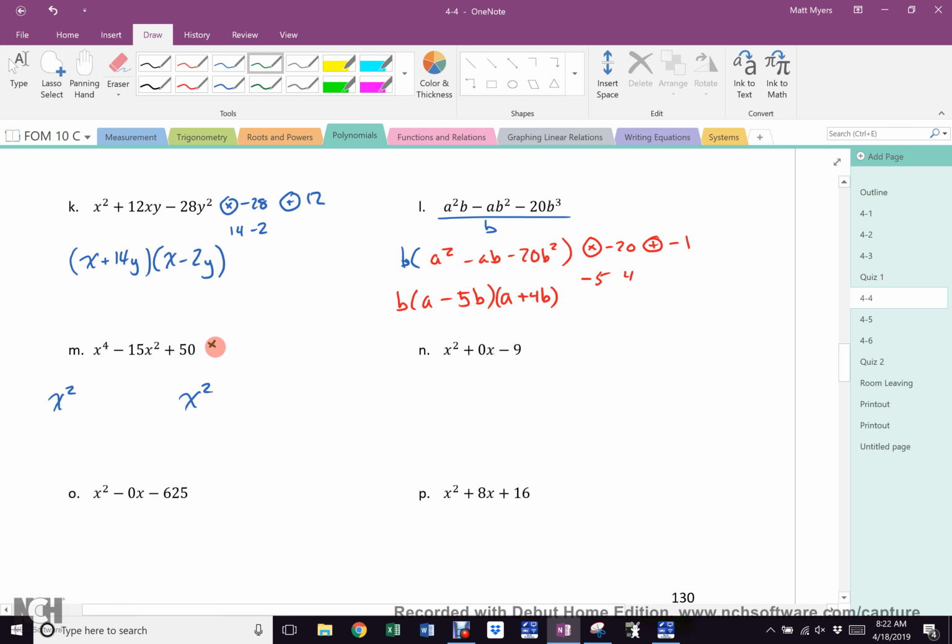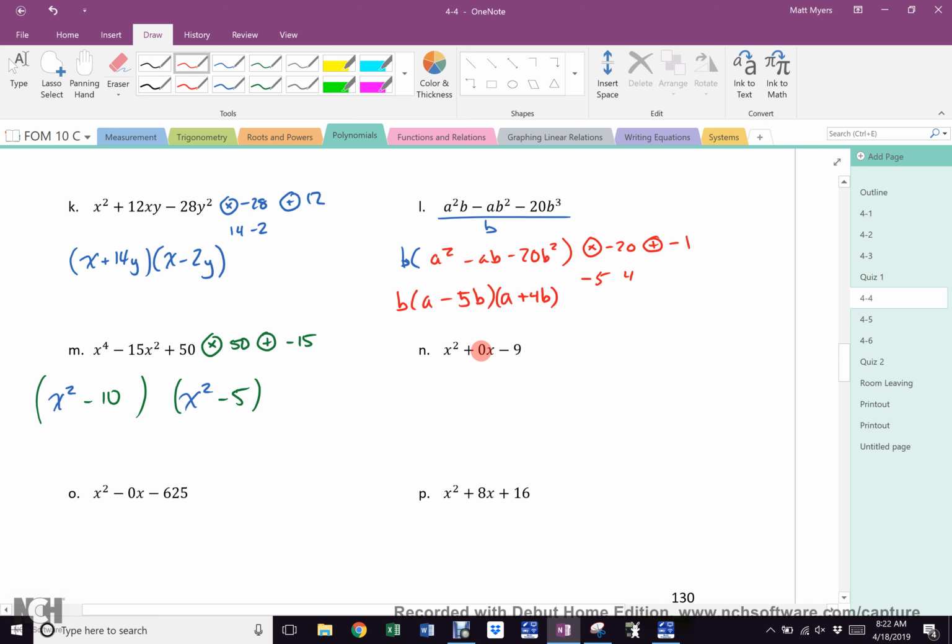Nope. I got to multiply to what? Multiply to 50 and add to negative 15. What is it? Negative 10 and negative 5. Negative 10, negative 5. And I'm done.